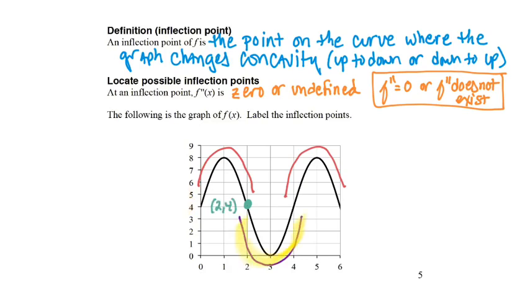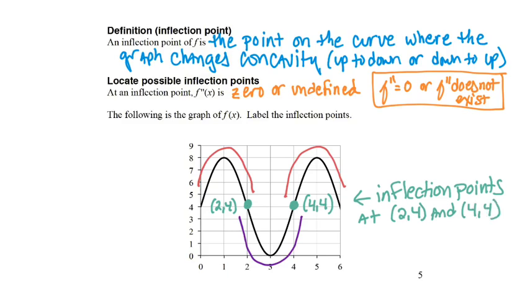And again, if I'm going from concave up to concave down, I have this point somewhere between where they meet, which for my graph looks like (4, 4), which would be my other inflection point. The inflection points are at (2, 4) and (4, 4).